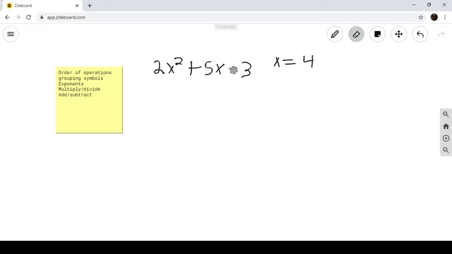Same expression. We're just going to change one thing. Now we have negative 4. So we're going to plug this in and see what we get. And remember, when we plug a value in for a variable, we need to use parentheses.